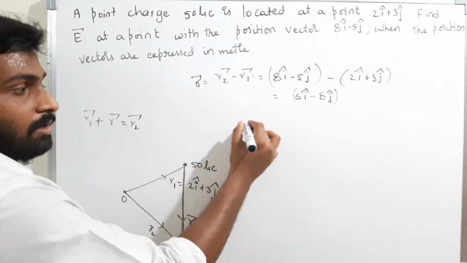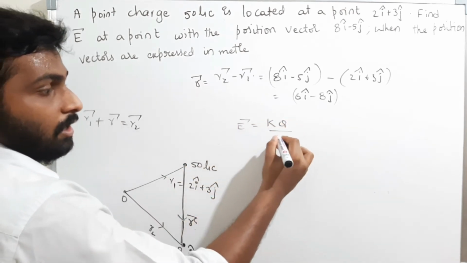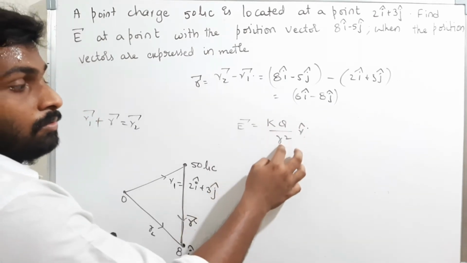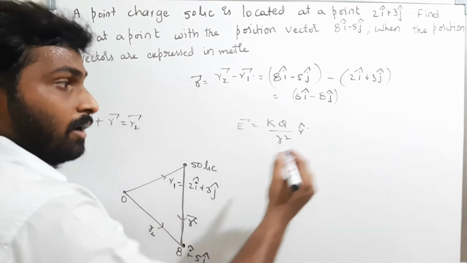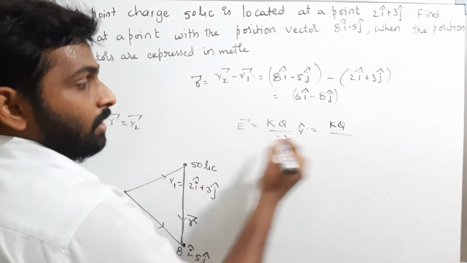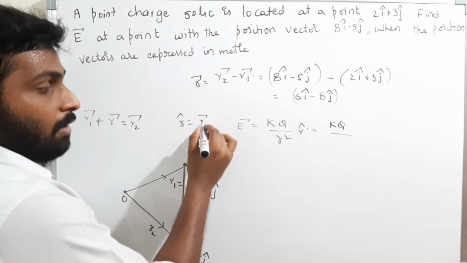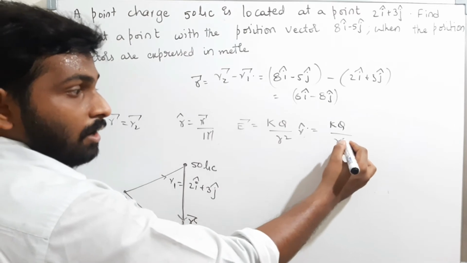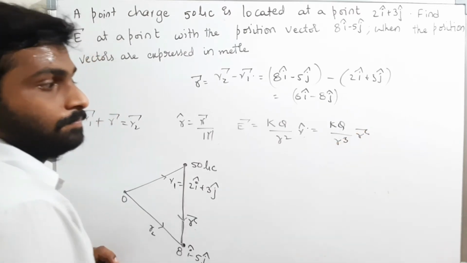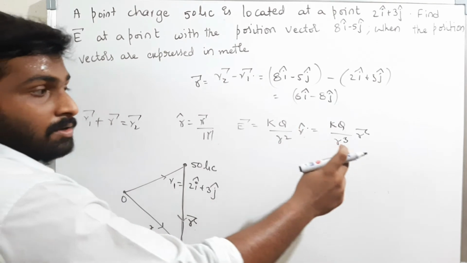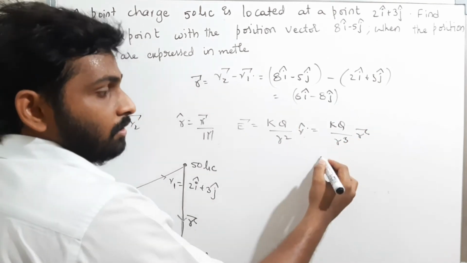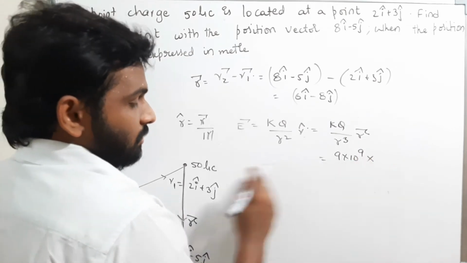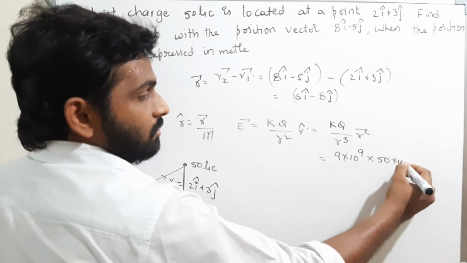Therefore, electric field is given by E bar is equal to KQ by R square into R cap. Or I can write R cap as R bar by mod R. The same formula I can use. That means KQ by R cube into R bar. When it is square, it is cap. When it is cube, it is vector. So what is the value of K? 9 into 10 power 9. What is the value of charge? 50 microcoulombs, 50 into 10 power minus 6.